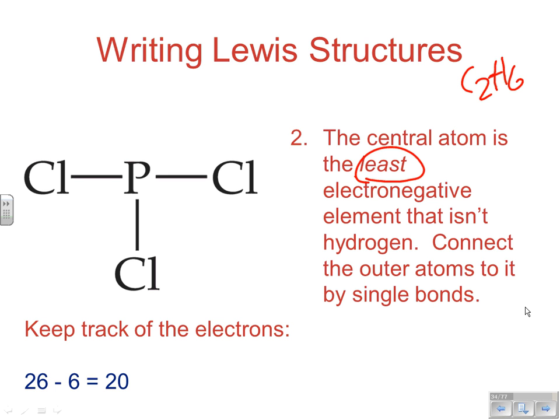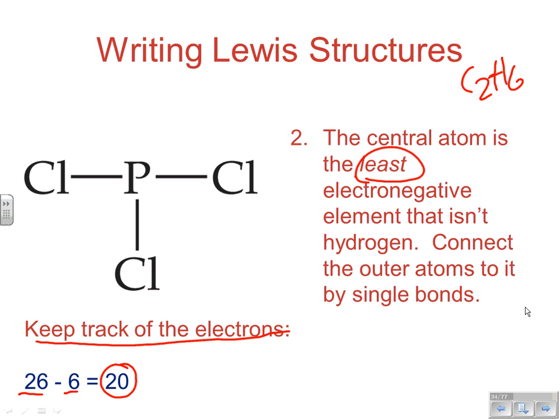Now, when you draw in your single bonds, before you move on, you need to keep track of where your electron totals are at. Remember, before we had 26 electrons available. That was our total number of valence electrons. Well, if we connect the 3 chlorines by single bond to the phosphorus, we've accounted for 6 of those 26 electrons. So at this point, we basically have 20 electrons left to account for.